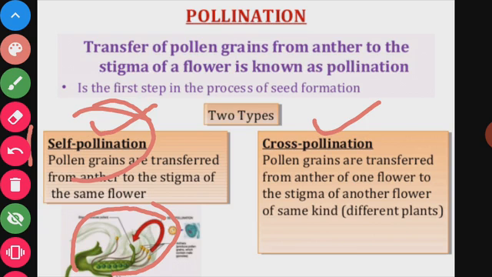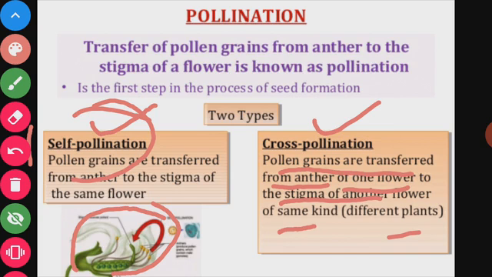What is cross pollination? Pollen grains are transferred from anther of one flower to the stigma of another flower of the same or different plant. Okay? अब यहाँ पे आपको समझना है कि जब पोलन ग्रेन ट्रांसफर होगा, एंथर से टू द स्टिग्मा, या तो इसी एक ही प्लांट में दो डिफरेंट फ्लावर्स होंगे, या दो डिफरेंट प्लांट्स होंगे और फ्लावर भी फिर डिफरेंट होंगे. इसको हम कहेंगे क्रॉस पोलिनेशन.